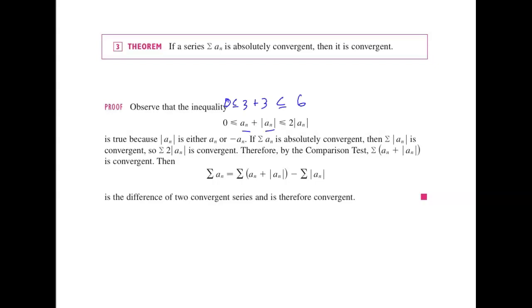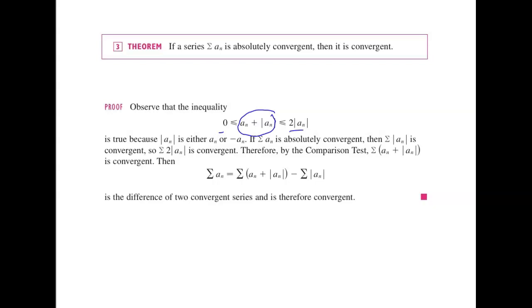Does that make sense? What if an was negative 3? Well, then you'd go the other way. You'd have negative 3 plus the absolute value of negative 3, which would be positive 3. That would give you 0. And 0, again, is between 0 and 6, as long as we have the inclusive or equal to, right? So either way, this sum has to be between these two values.